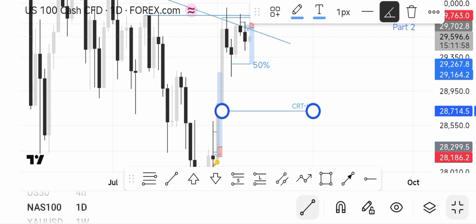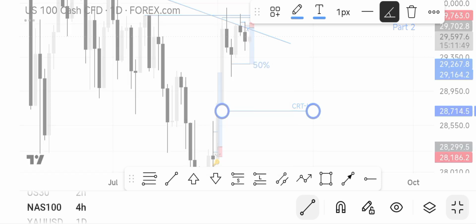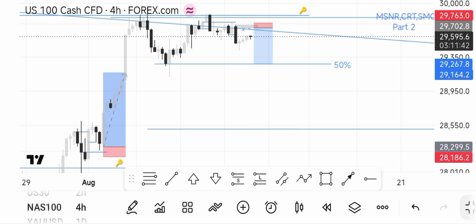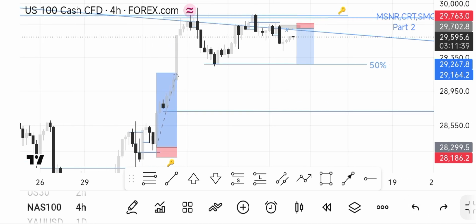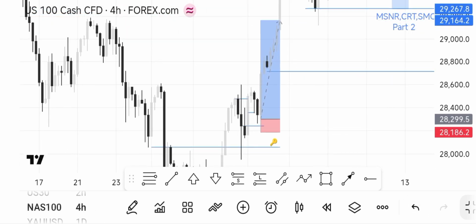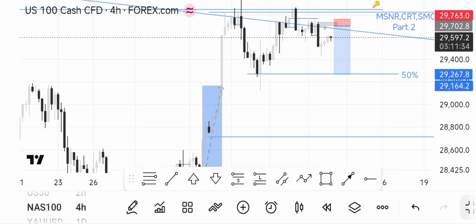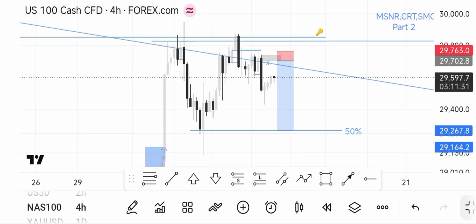I don't normally target the last. Normally, if it is an H4 CRT, I normally target the week. I mean, if it is H4 CRT. So this is how I came up with this lovely chart.